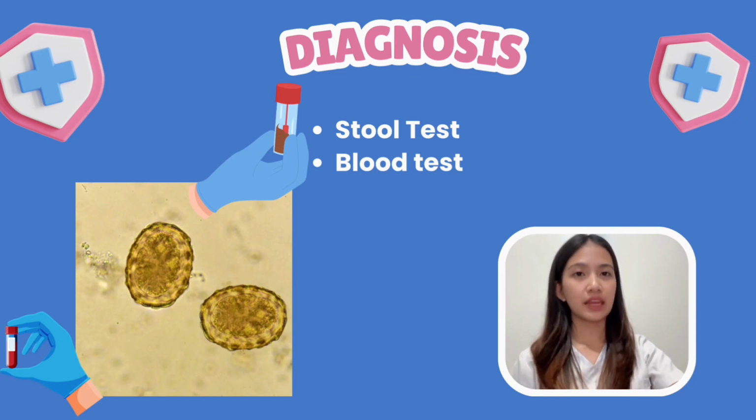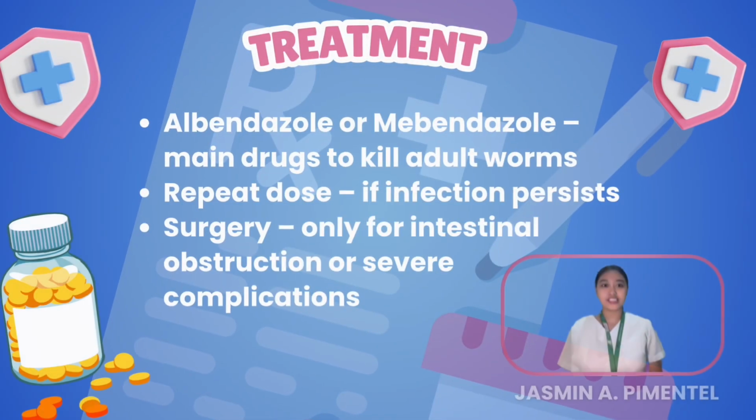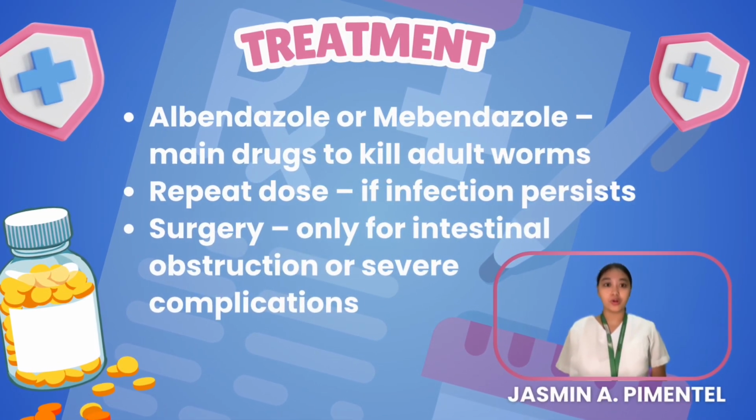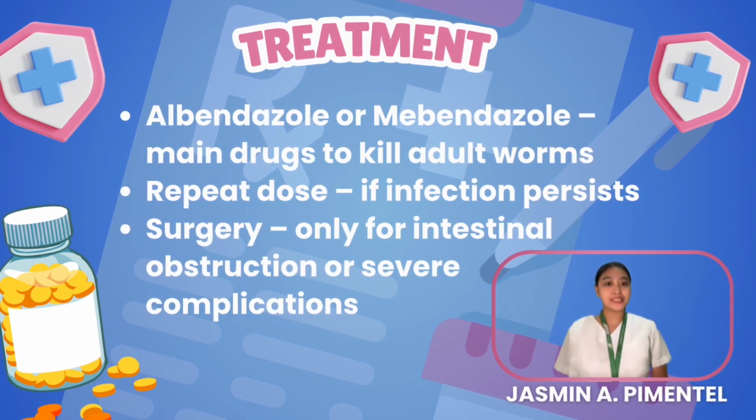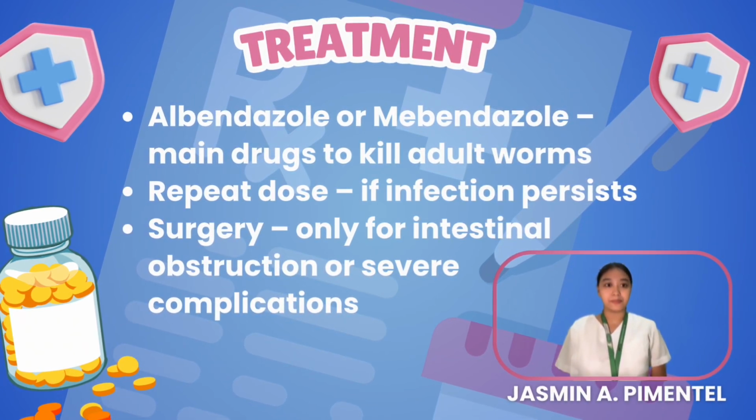Second, blood test. Blood tests can check for a higher than usual number of white blood cells called eosinophils. Ascariasis can raise your eosinophil level, but so can other health conditions. Ascariasis is treated mainly with albendazole or mebendazole, which kill the adult worms. If the infection persists, a repeat dose may be given. Surgery is rarely needed, only in cases of intestinal blockage or other serious complications.